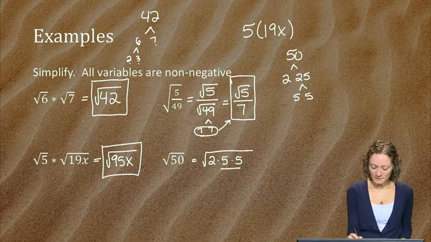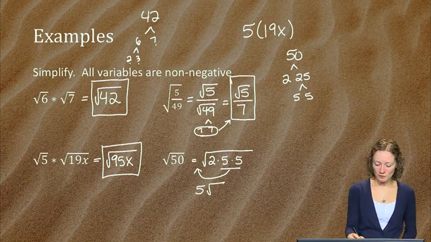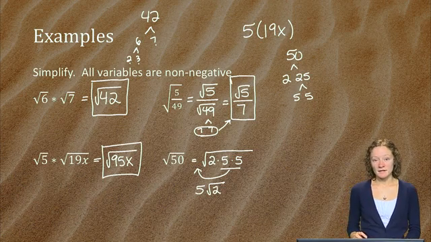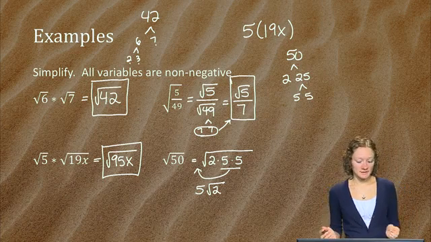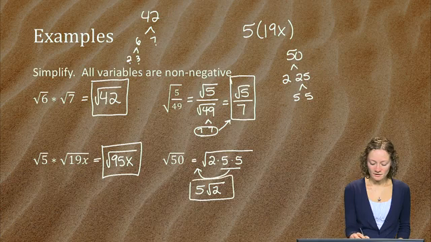So we have a pair of 5s, which means a 5 comes out. And now we haven't seen this yet, but something is left over and it stays inside. If it doesn't have a pair to come out with, then it's stuck inside. So we could simplify this one to say 5 square root of 2.